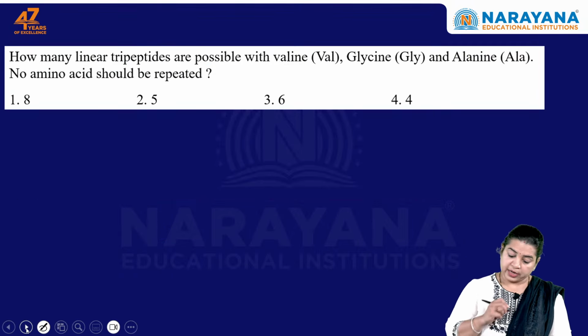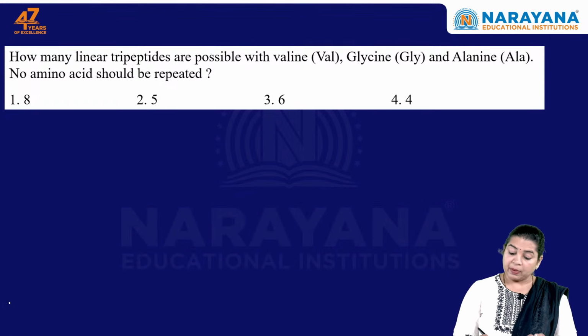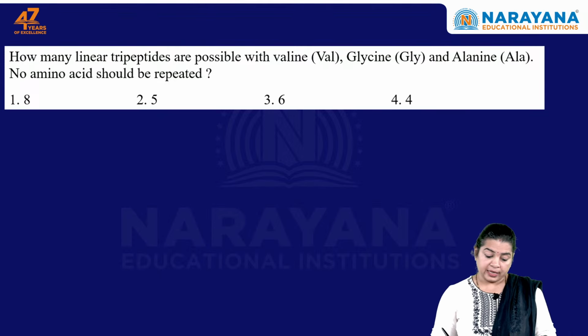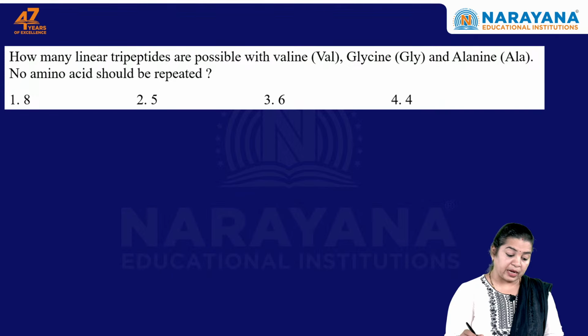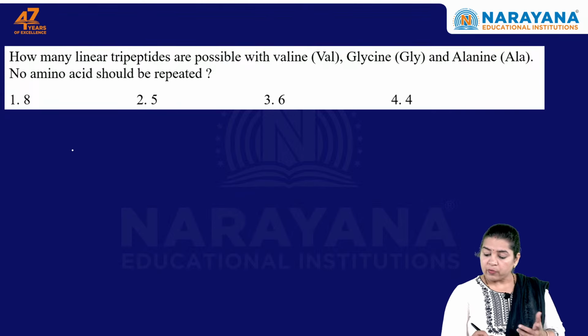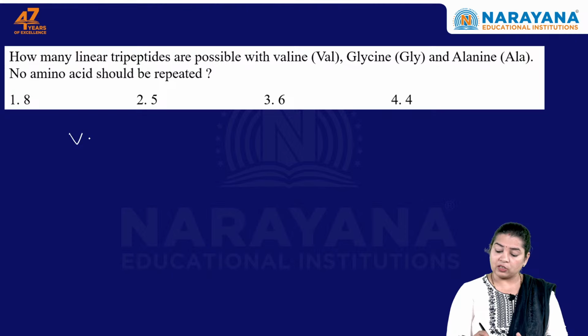Okay, let's move to the next question. How many linear tripeptides? A tripeptide should have 3 amino acids and 2 peptide linkages. So how many linear tripeptides are possible with valine, glycine and alanine? But the condition is no amino acid should be repeated. You can go by the permutation combination formula. Or you can go by simply writing all the possibilities like V, G, A. So, valine, glycine, alanine.